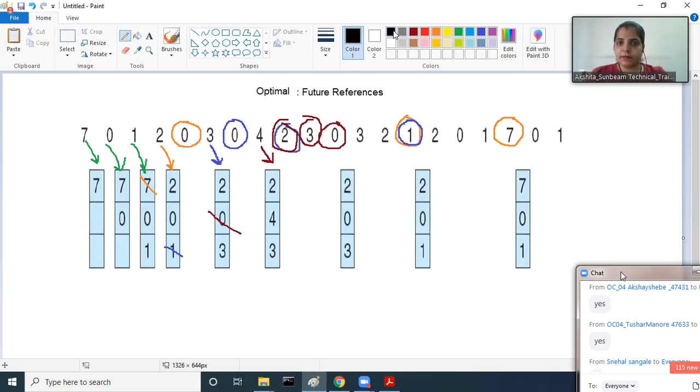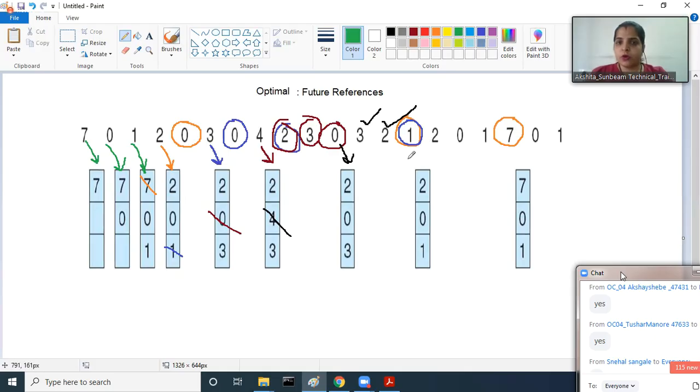If I have to replace, observe the current status. It has 2, 4 and 3. I wish to load 0. 2 is here, 3 is here. 4 is never there in the future. Replace it. 3 already there, 2 already there.